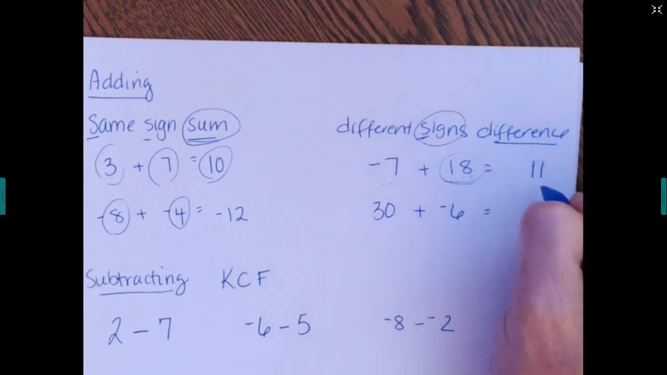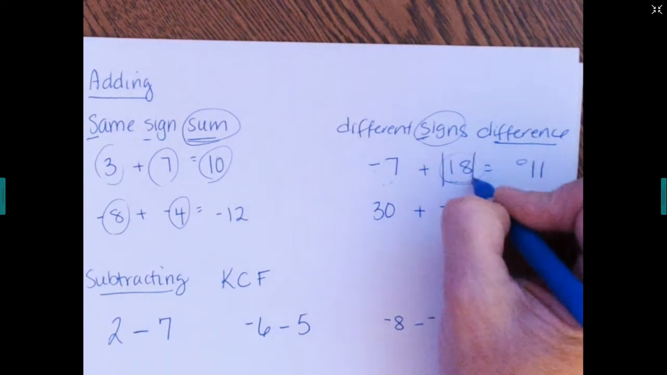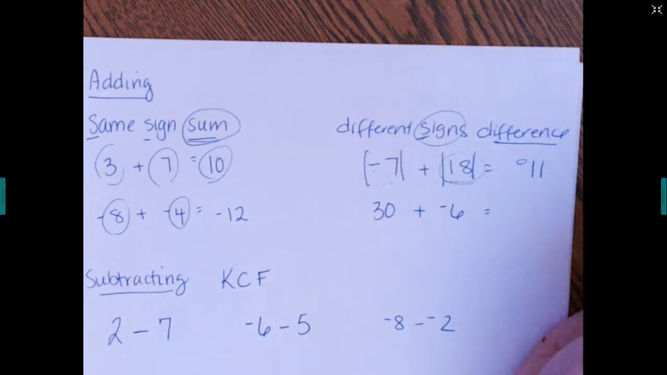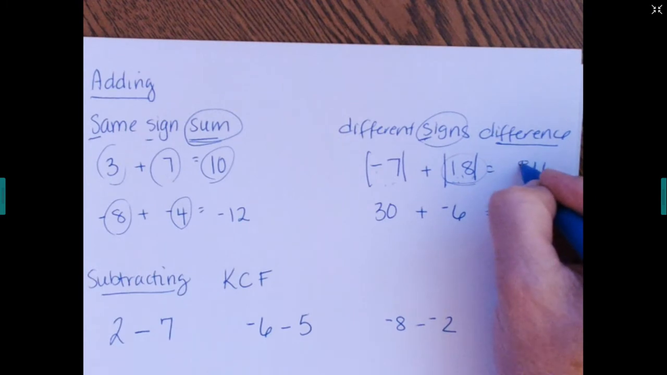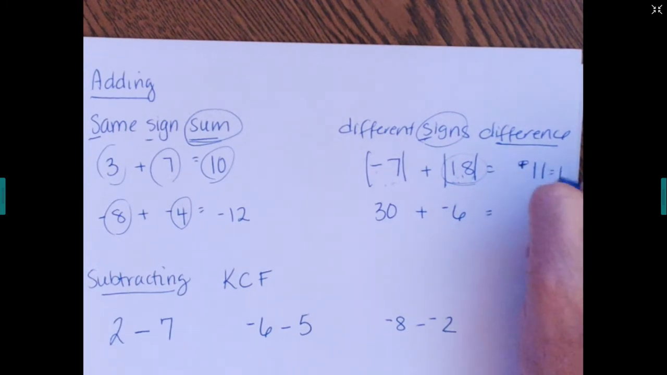Now, in order to decide what sign to use here, you have to look at absolute value. What number is more powerful? Which one is further away from 0? 18 is a bigger number. It's further away from 0, so we're going to use the sign of the 18, which was a positive, so it's a +11, or as we write it, just 11.